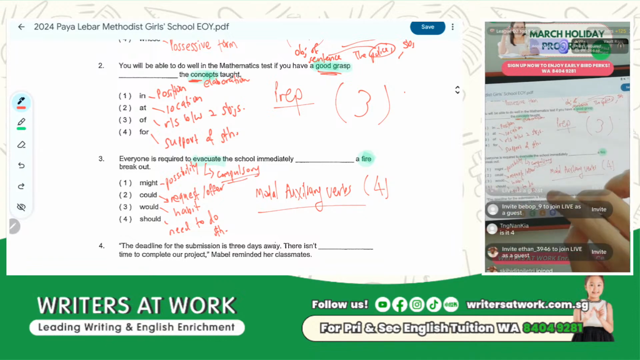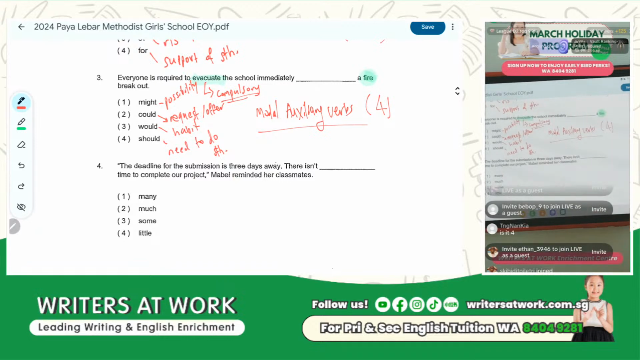Okay, let's take a look at question 4 now. The deadline for the submission is 3 days away. There isn't dash time to complete our project, Mabel reminded her classmates. So this question here tests you on quantifiers. Basically, these words show us the quantity of something. QTY stands for quantity. Alright?